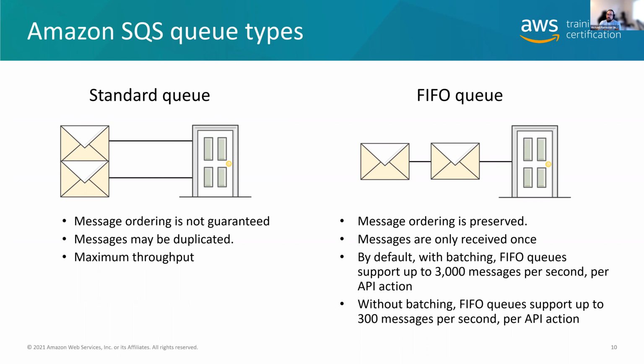I will tell you that FIFO queues are less performant because they do perform ordering, but they are obviously important when those are your business requirements. So here with batching, you can support about 3,000 messages per second. Without batching, you can support about 300 messages per second. Standard queues, by the way, support thousands and thousands, if not tens of thousands of messages per second. It's ridiculous because standard queues don't have to do the same level of tracking, right? Those are the two types of queues.